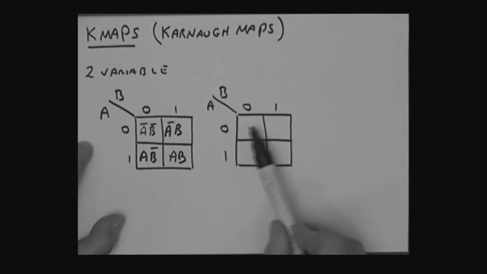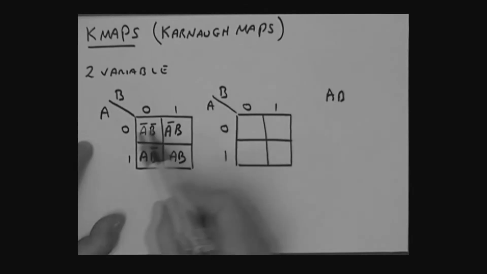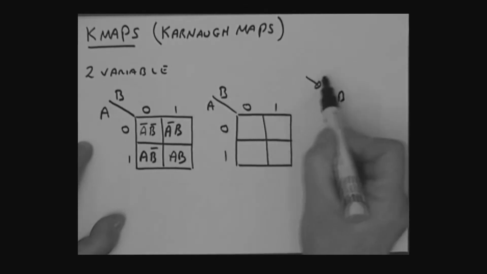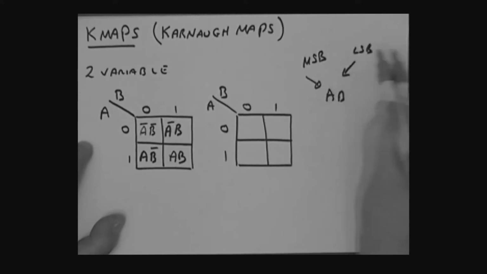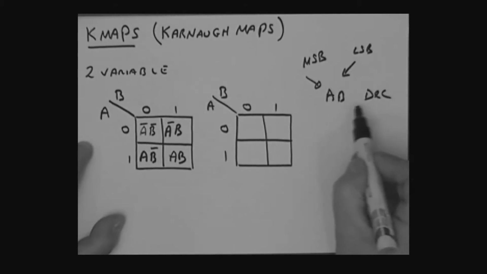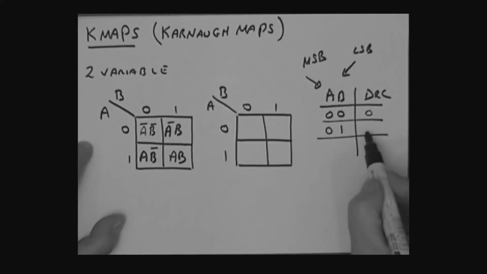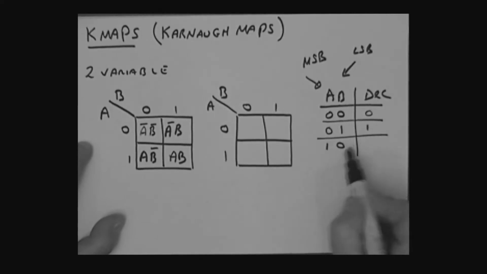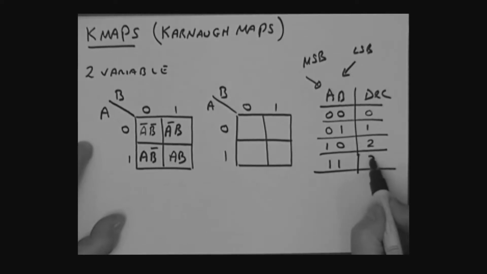Remember, this is a product term, product term, product term, product term, and I could say, look, AB. Now, if I treat A as the most significant bit, and B as the least significant bit, and that's just the way I'm representing this, and I talk about the decimal equivalent of those product terms, then I can say, okay, when we have 0, 0 for A and B, the decimal equivalent is 0. I have 0, 1, the decimal equivalent is 1. And then I have 1, 0, decimal equivalent being 2. And then 1, 1, decimal equivalent being 3.